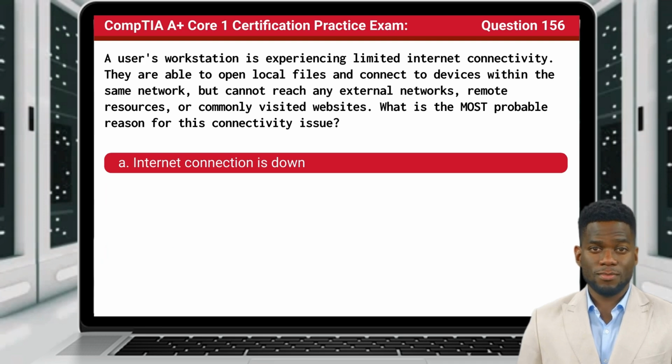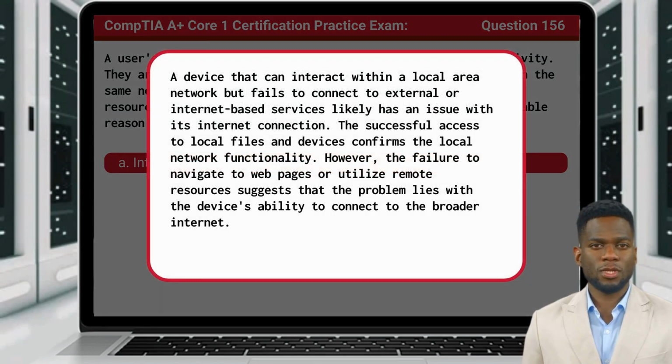The answer is A. Internet connection is down. A device that can interact within a local area network, but fails to connect to external or internet-based services, likely has an issue with its internet connection. The successful access to local files and devices confirms the local network functionality. However, the failure to navigate to web pages or utilize remote resources suggests that the problem lies with the device's ability to connect to the broader internet.